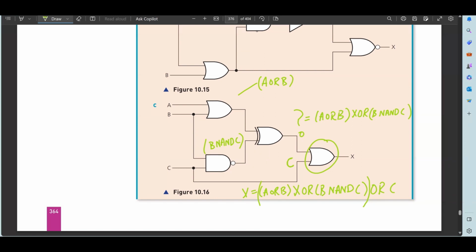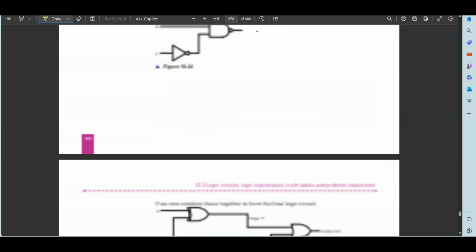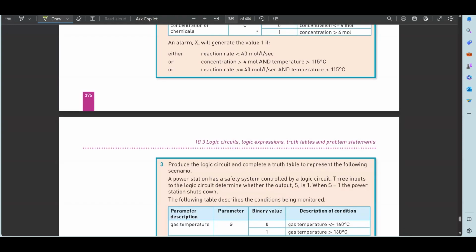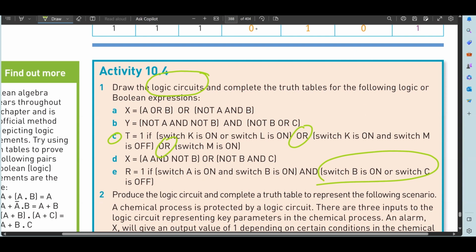Should we move to the second category of question? Yeah, sure. Okay. Second category is making up the logic circuit from the expression, and we have activity 10.4. Okay. So I'll be moving for option C. Then you can try on your own the part E.